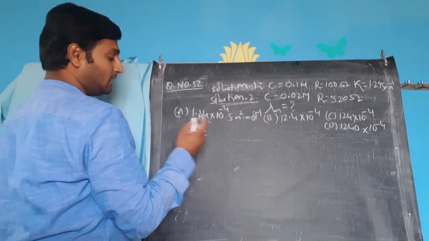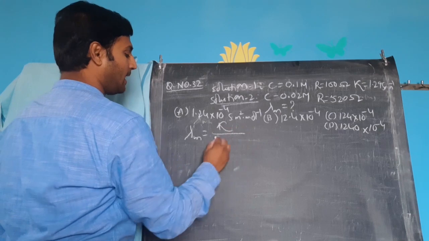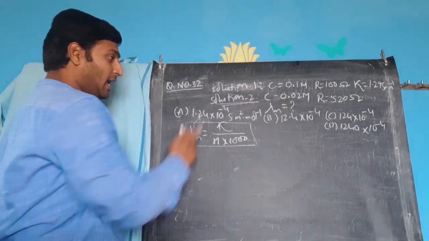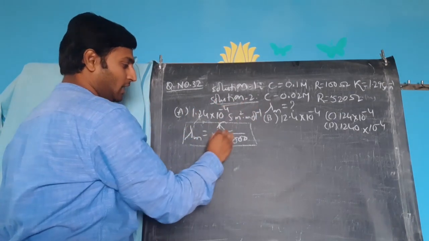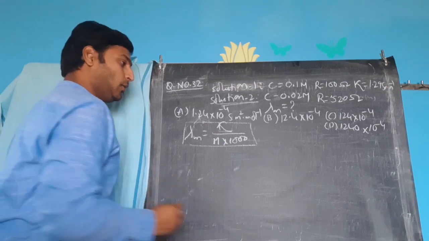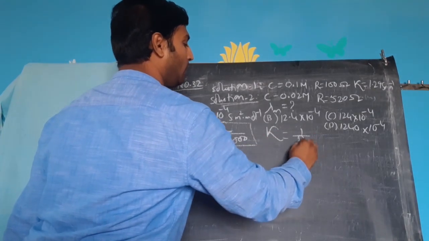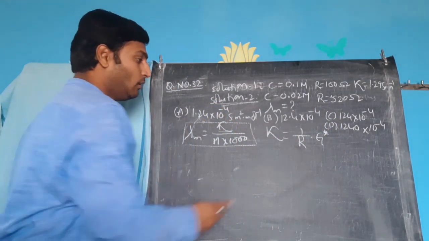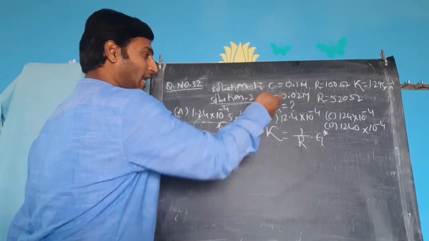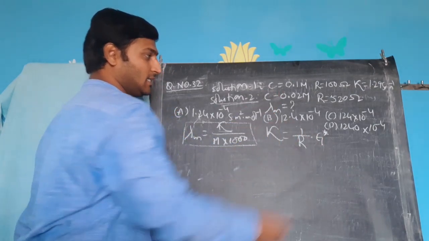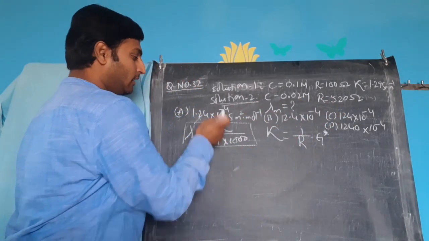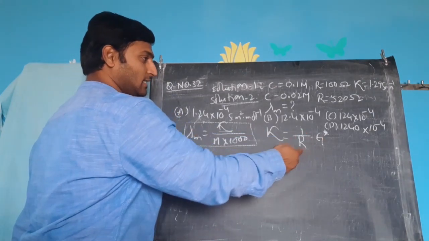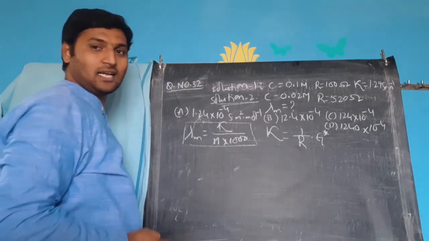Now, coming to the basic formula required. Because it is SI units, lambda m formula would be kappa by molarity into 1000. Kappa by concentration into 1000. So for calculating lambda m of the second solution, you need kappa of the second solution. Now, what is the formula for kappa? 1 by R into G star, otherwise called L by A, that is cell constant. So kappa is equal to 1 by R into cell constant. So to calculate kappa, you need resistance as well as cell constant. Concentration is given directly, and resistance is given directly. What you need is cell constant.